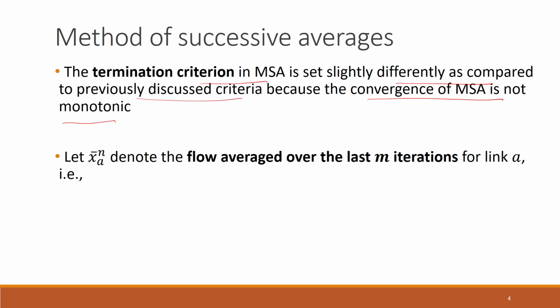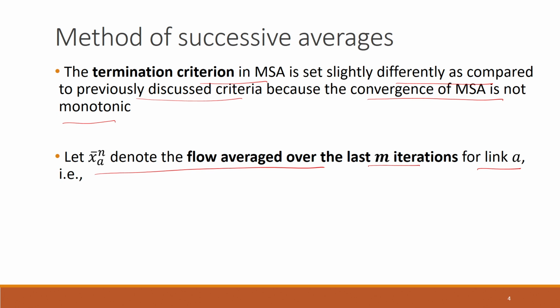So, in order to ensure that, the termination criteria is defined to be slightly different in the method of successive averages. We try to look at how the solution changes over the last few iterations. Suppose m is the number of iterations we want to take into account while determining the termination criteria. Let x a bar n denote the flow averaged over the last m iterations for link A.